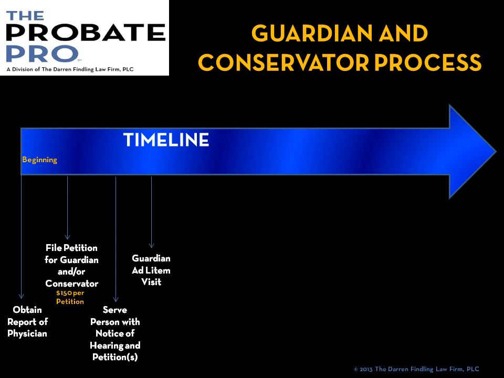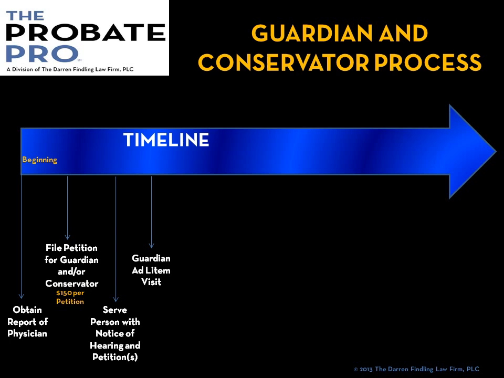A guardian ad litem will be appointed by the court to go out and visit the person that is being asked to be protected. That guardian ad litem is essentially asking two primary questions of that person and will report to the court whether the person is in need of a guardian or conservator and whether the person that is proposed to be appointed is suitable and wanted by the person to be protected. If the individual agrees to both the need for the protection under guardianship or conservatorship, as well as the person that is being nominated, the process moves quite smoothly.